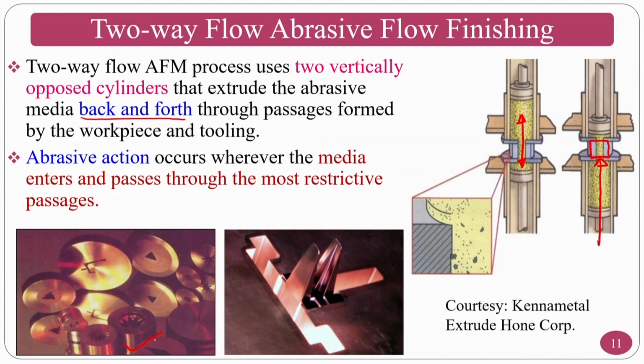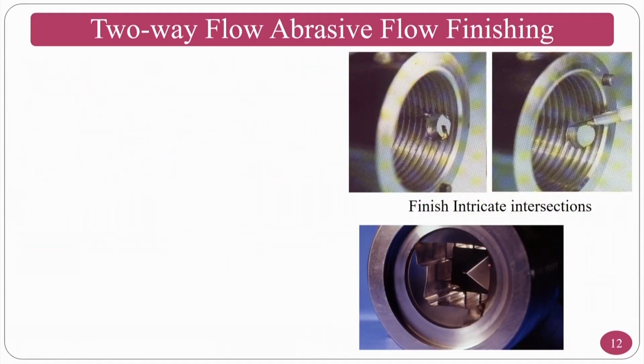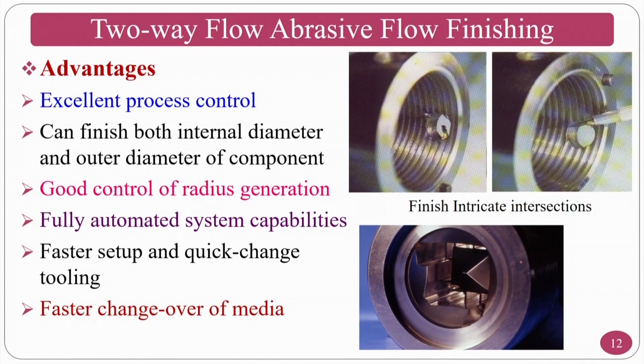If I have dies like extrusion dies, like this or like this, these extrusion dies can be placed in the workpiece region and finished straight away. The medium will reciprocate through this and it will be finished. So, deburring action can also take place by using abrasive flow finishing. The advantages are excellent process control, and it can finish both the internal diameter as well as the outer diameter.